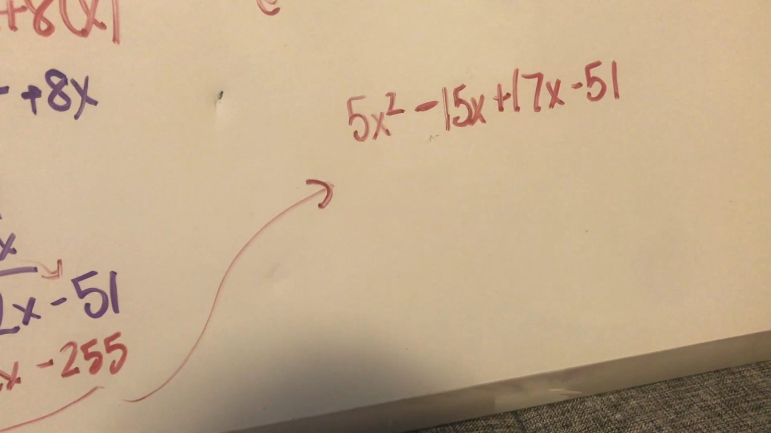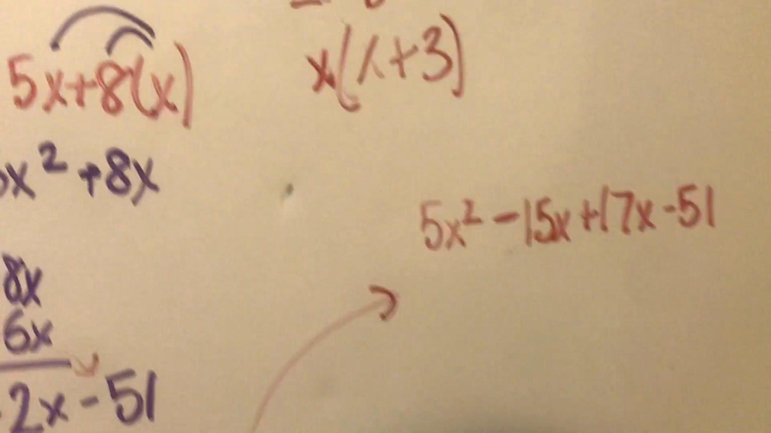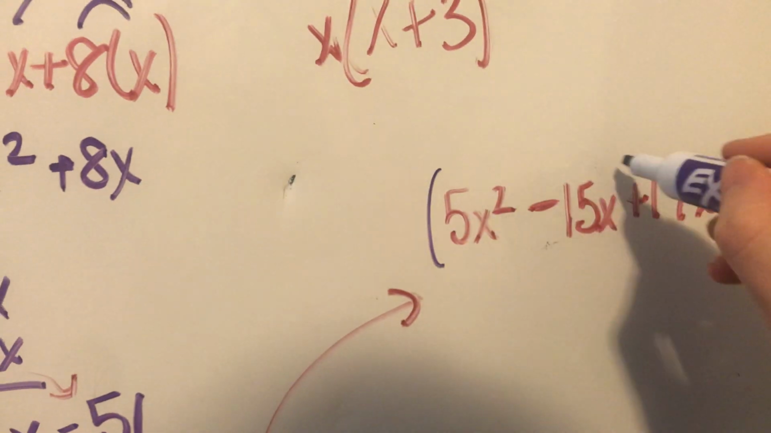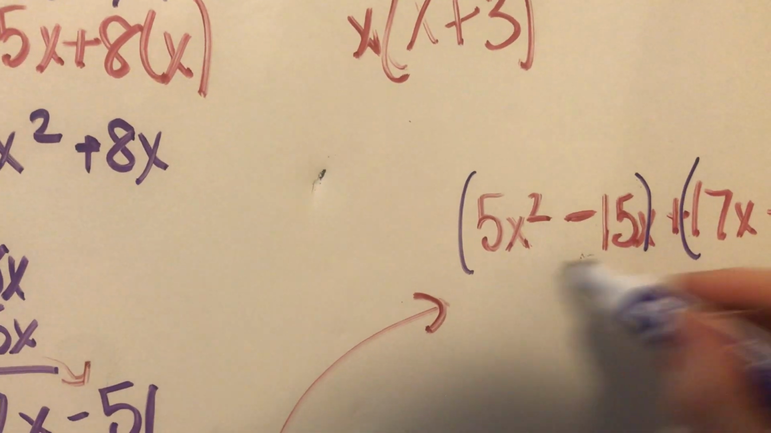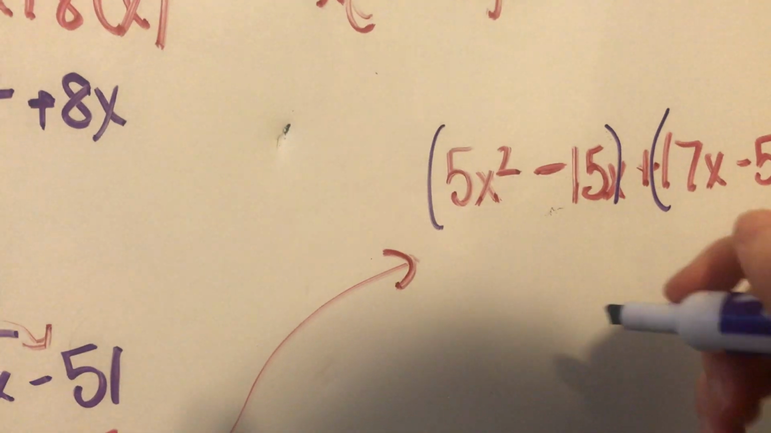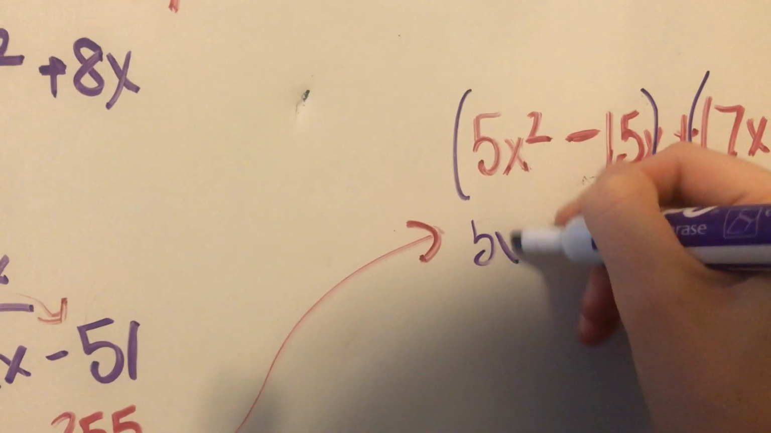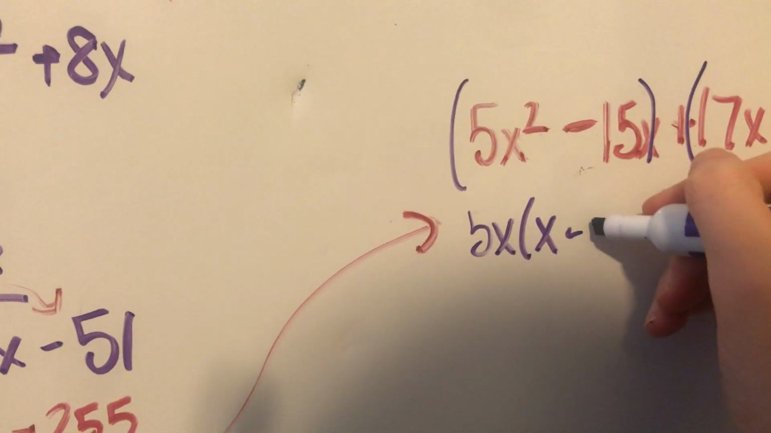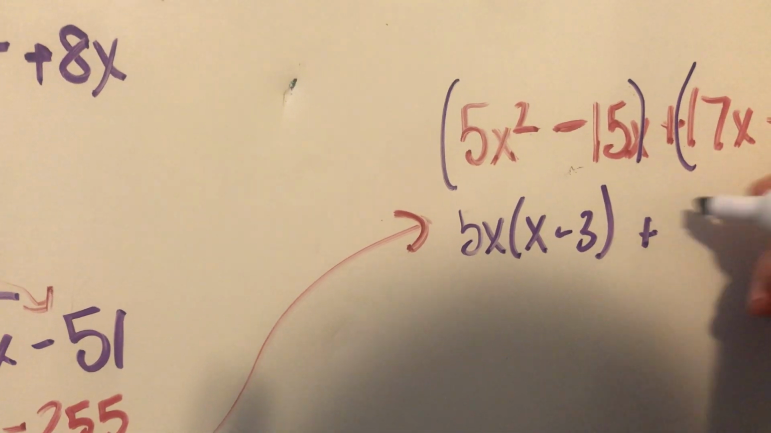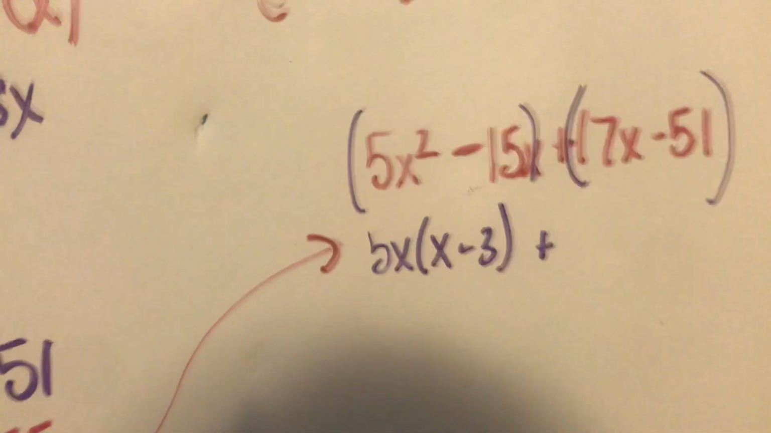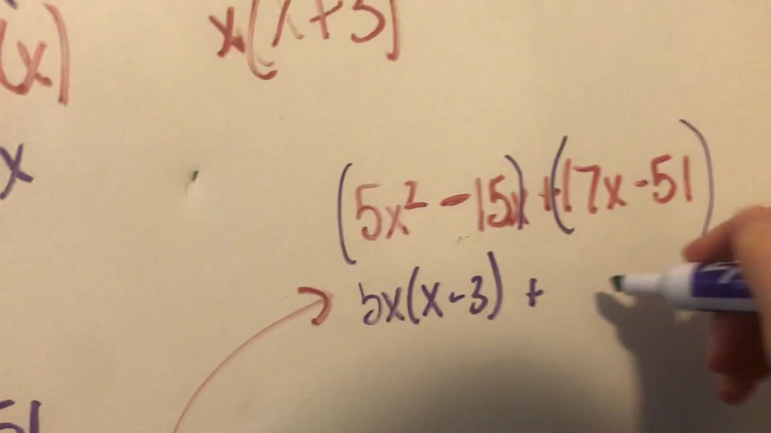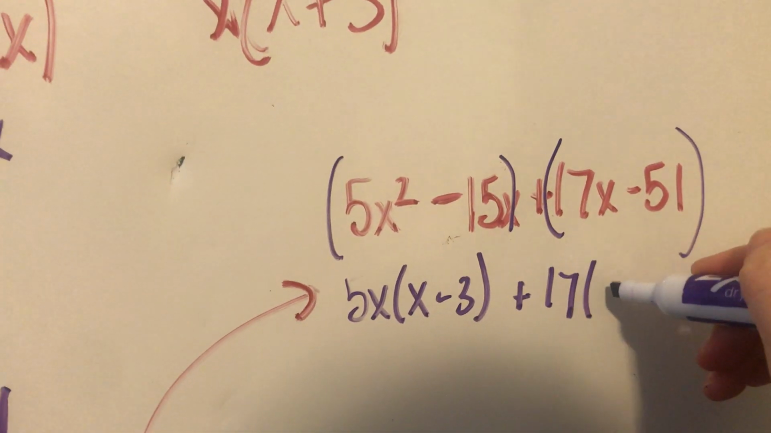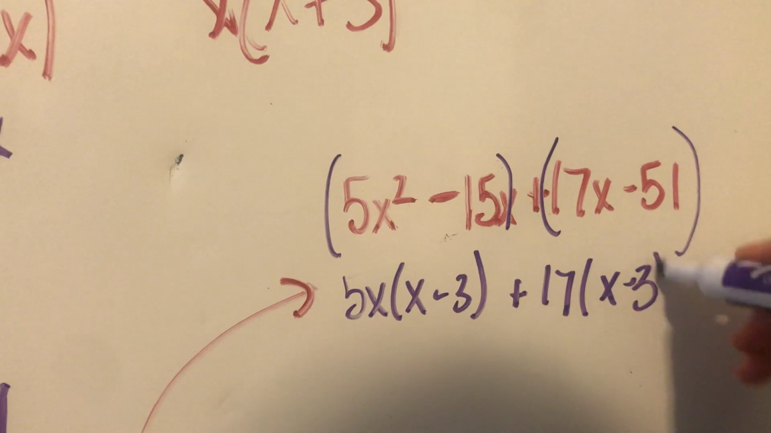Now I know when I have 4 terms, I've got to group those into pairs, always grouping my first 2, then grouping my last 2. I'm looking for a GCF between these terms. So I'm going to have 5x, x minus 3, plus. Now I'm looking at 17 and 51. Yes, your GCF there should be a positive 17, which will leave you with an x minus 3.